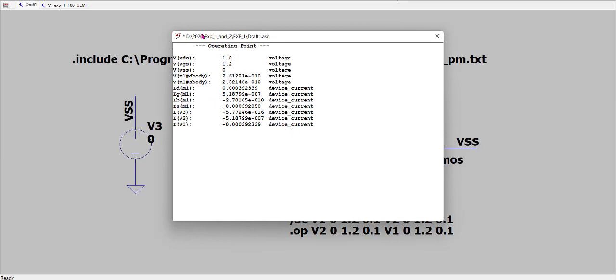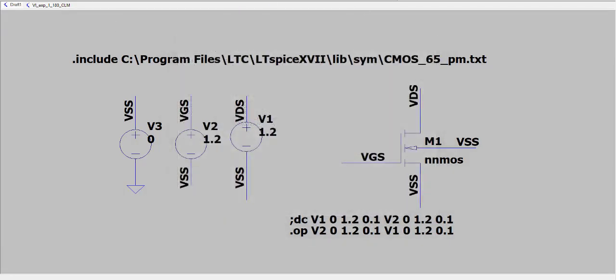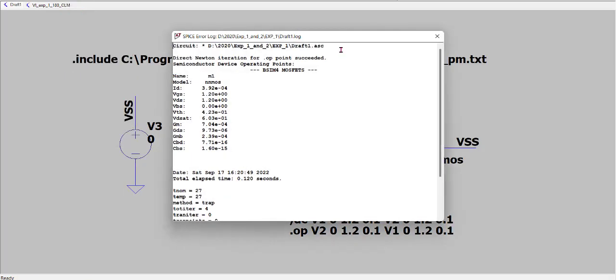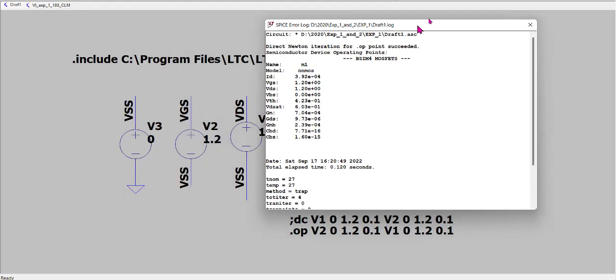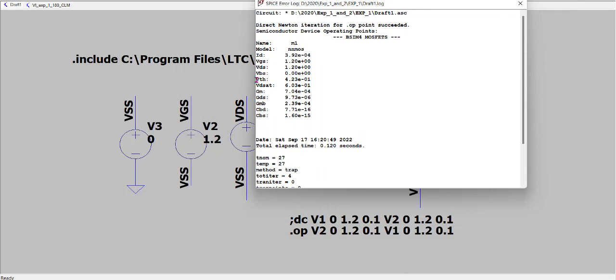And you see this is a DC operating point. So when VDS is 1.2 and VGS is 1.2, it is showing me what is the condition of the MOSFET, like what are the currents that are flowing. Here you see there is a voltage from drain to body also. This is substrate to body, source to body, and drain to body, right? So this is also it is showing. So you can see, yes, VTH is 0.423 volts, right?